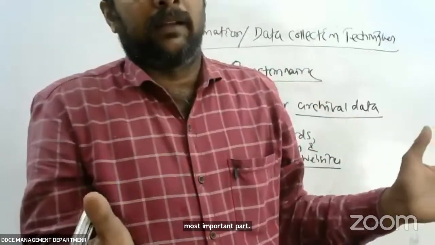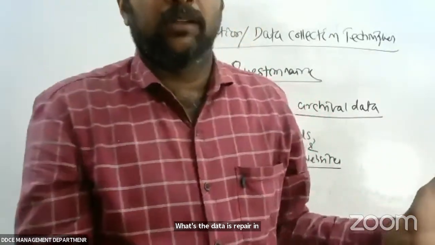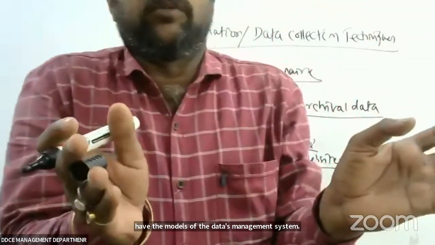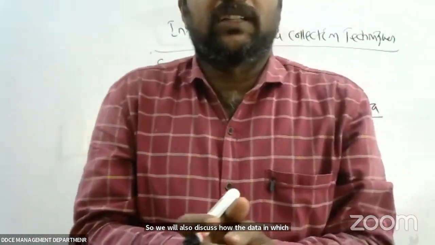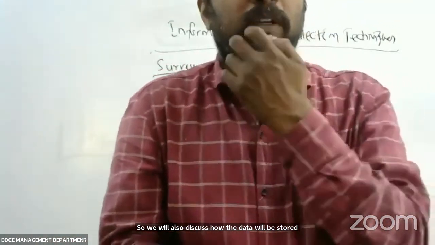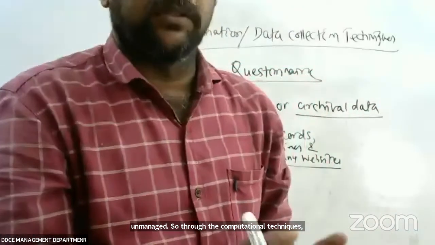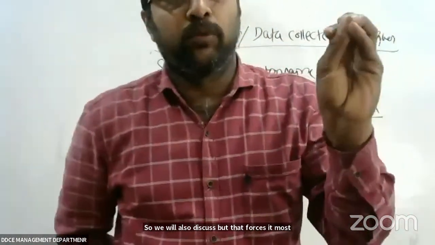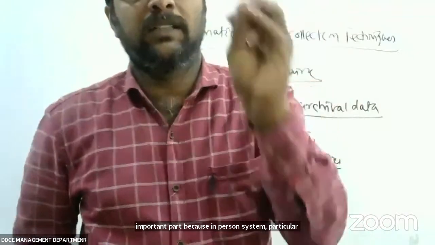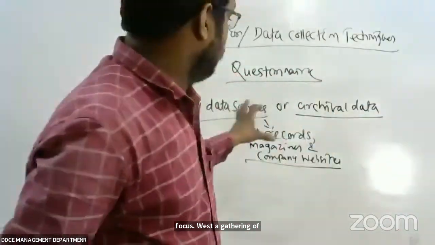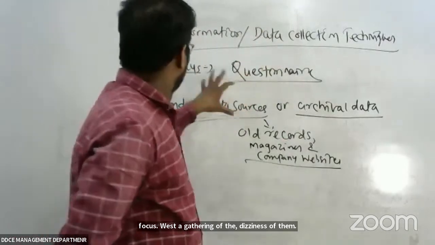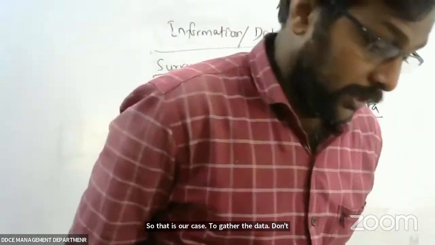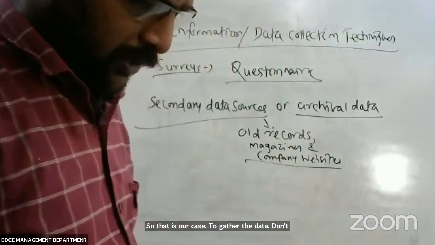Once the data is prepared, in a later module we have the database management system, where we will discuss how the data is stored and managed through computational techniques, in the fourth or fifth module. But data sources are the most important part, because an information system focuses on gathering data and disseminating information. So gathering data is through questionnaires and surveys, and through old records, magazines and company websites.